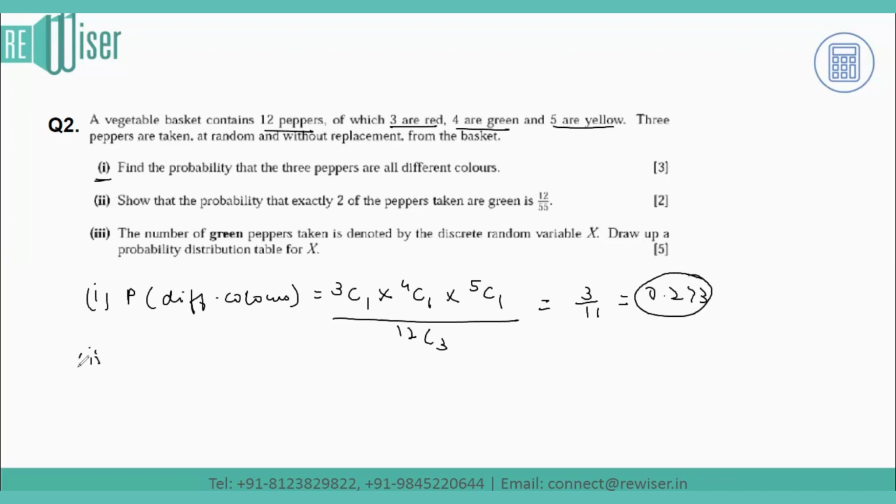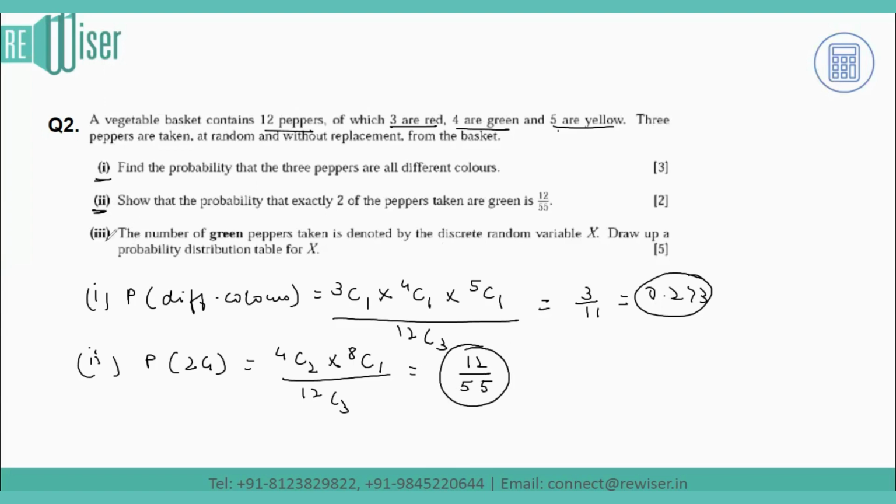Part 2 says, show that the probability of exactly 2 peppers taken are green is 12 by 55. So the probability that 2 are green, that means 2 has to be selected from the green ones. So that can be done in 4C2 ways. And one pepper can be either red or yellow, that means it can be selected from 3 plus 5, 8 units. So that can be done in 8C1 ways divided by 12C3. So if I solve this out, I'll get 12 by 55, which is the answer for the second part of the question.